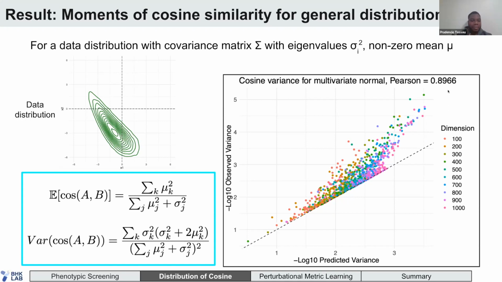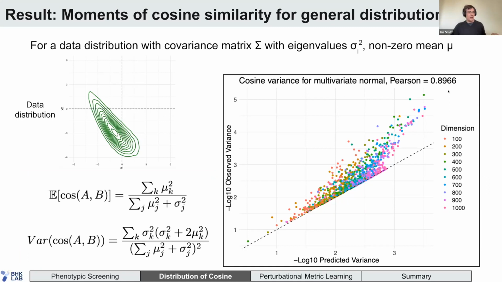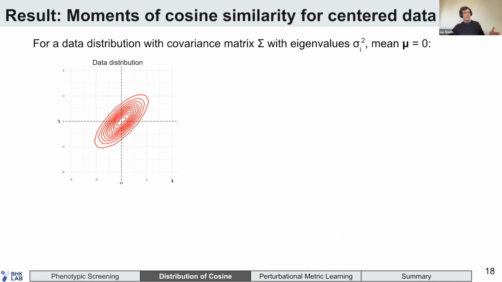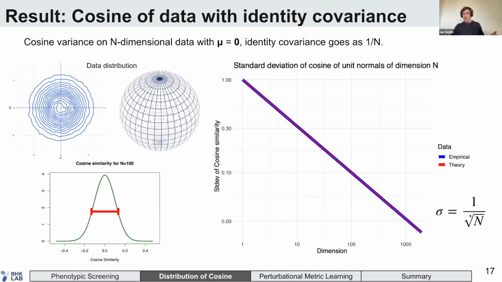Okay, thank you. So this was an interesting math problem, but why should we care about this? One result that's interesting: in the case when you have centered data with some covariance, we have this nice expression for the variance of this distribution. It turns out the variance of cosine is minimized when all the eigenvalues are equal for centered data. So this result where the variance is 1 over n actually turns out to be a lower bound on the variance of cosine similarity. Basically, any other representation of the data is going to be fatter. The distribution of cosine similarity is going to be fatter.